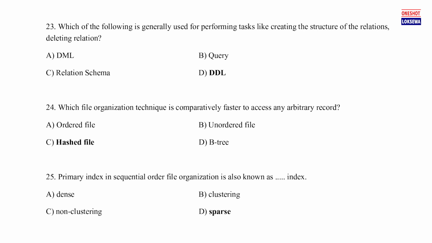25. Primary index in sequential order file organization is also known as index. A. Dense. B. Clustering. C. Non-clustering. D. Sparse.